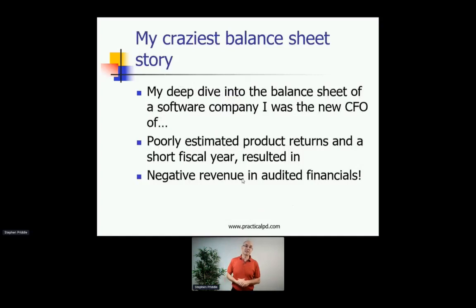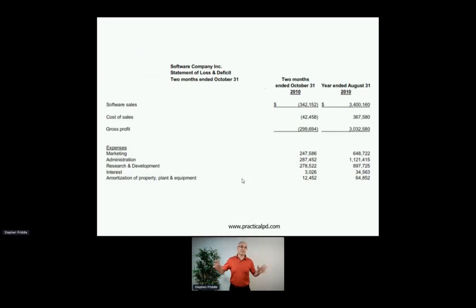Now, my craziest balance sheet story is, and in 35 years of experience I have a lot of stories, and I share them in many of my other courses. My deep dive into the balance sheet of a software company, where I was the new CFO, found such poorly estimated product returns and a short fiscal year. The result, once I'd fixed that, was negative revenue in audited financial statements. Have you ever seen negative revenue in audited financial statements? Probably not. And this is not the company or the numbers, but I made this up for illustrative purposes. I couldn't keep the actual financial statements for confidentiality reasons, but negative revenue in a software startup because the balance sheet had some serious problems in terms of the product return provision.